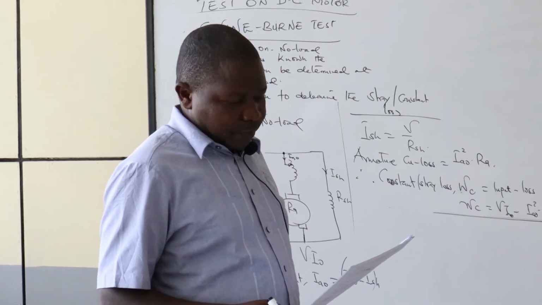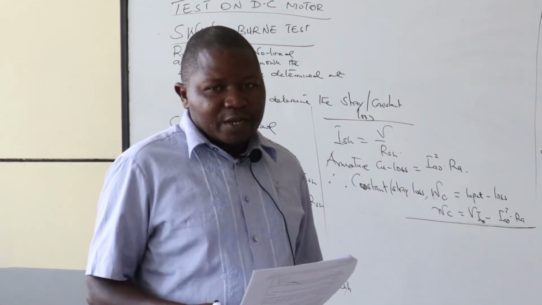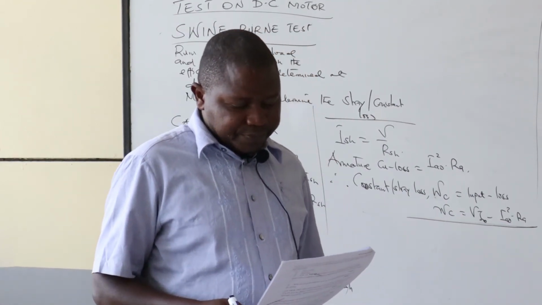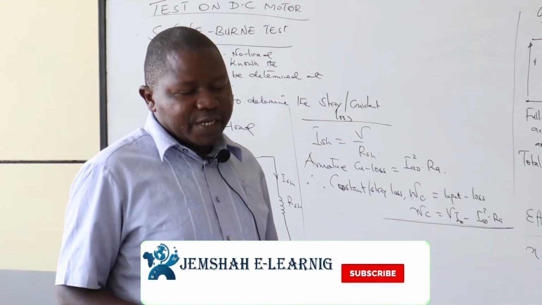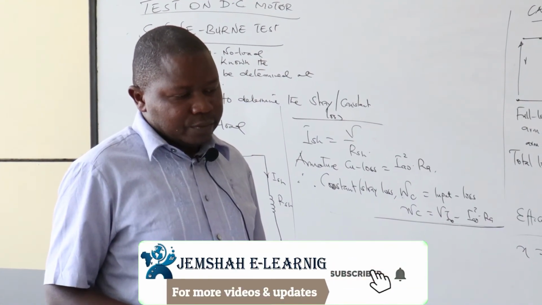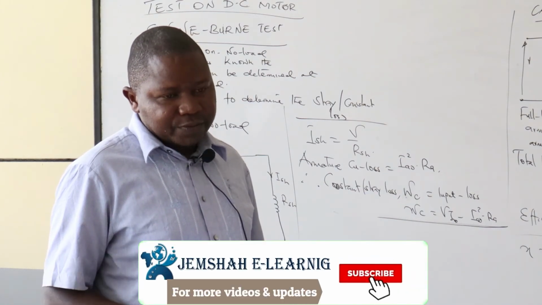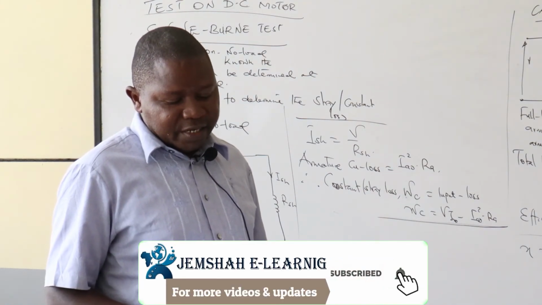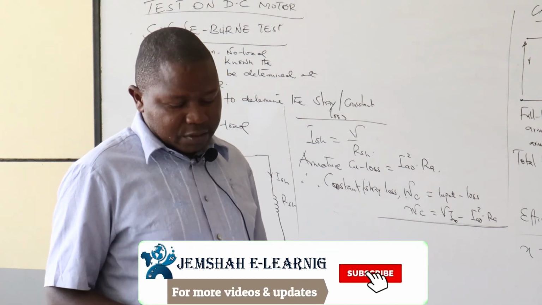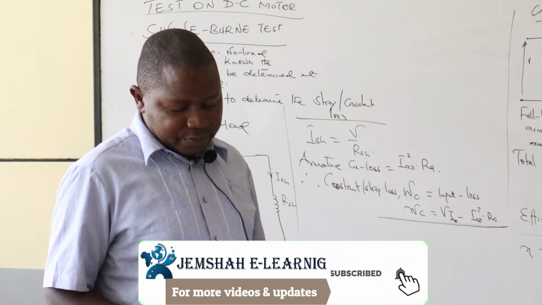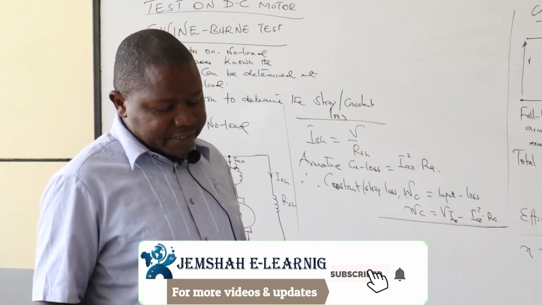Example. A Swinburne test was performed on a 230 volt DC shunt motor and gave the following results.